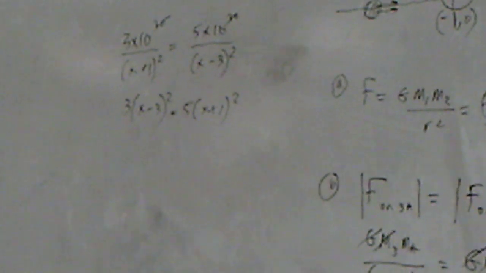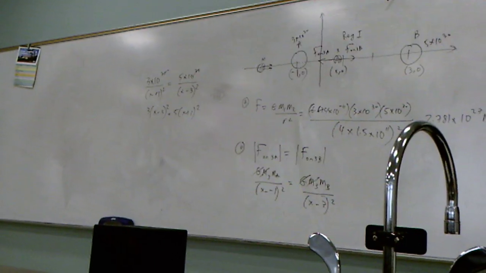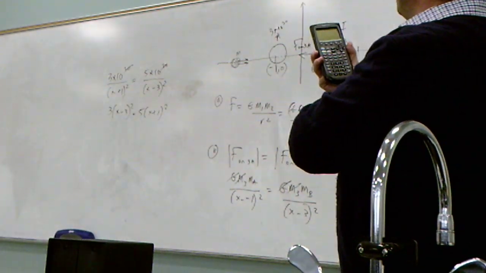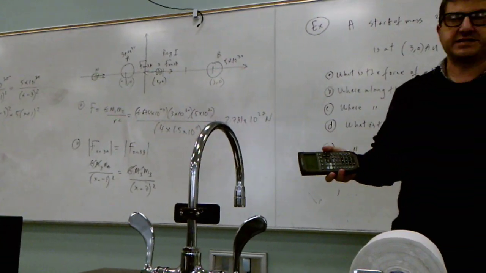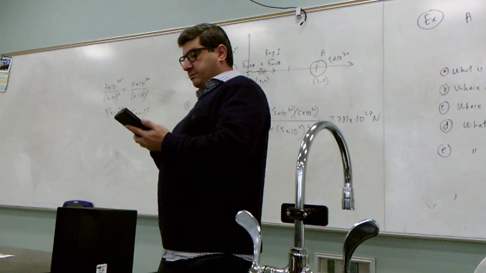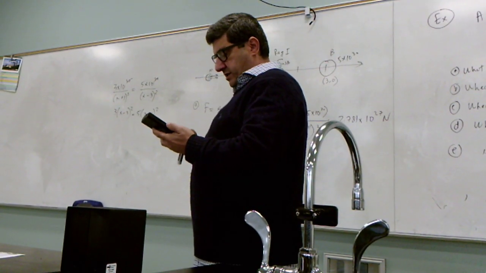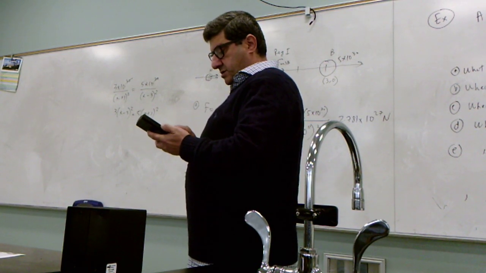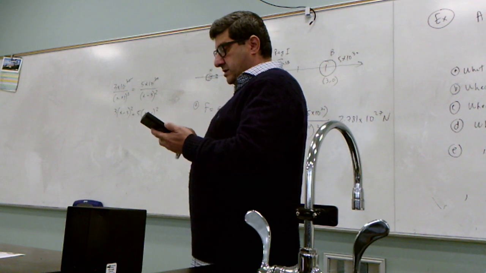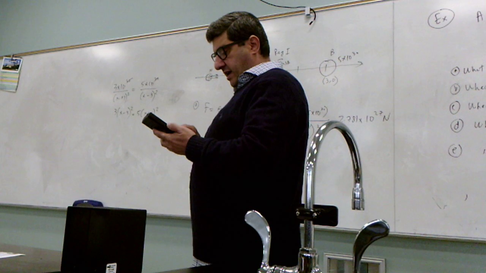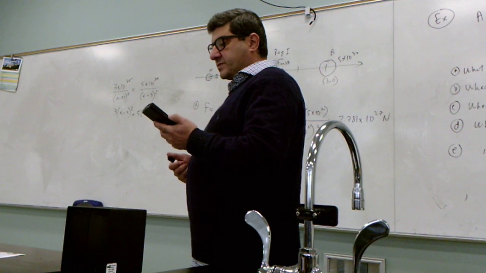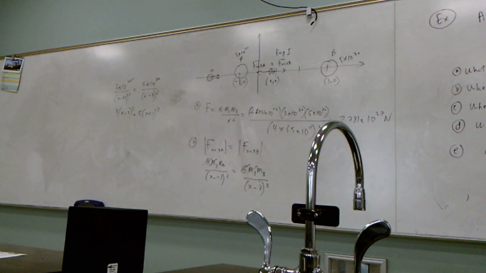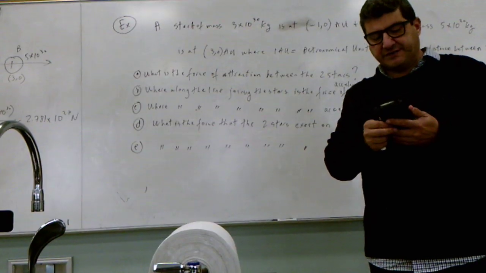On your TI, if you have the TI-89 Titanium, go to F2, Algebra, and then the first option is to solve. And then you can put that equation as is. 3 times parentheses x minus 3 squared equals 5 times parentheses x plus 1 squared, comma x. And it spits out both answers to you immediately. So you've got negative 14.74.